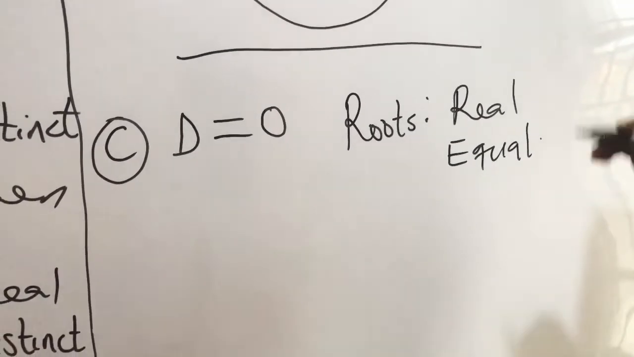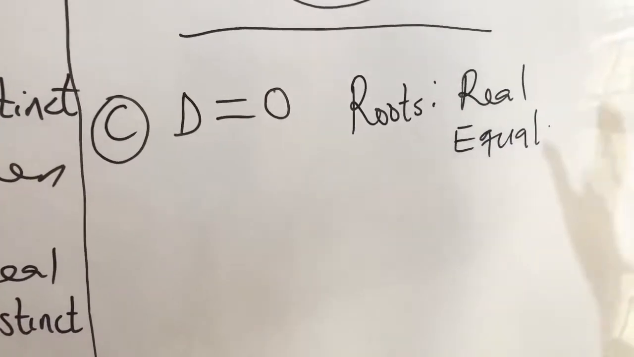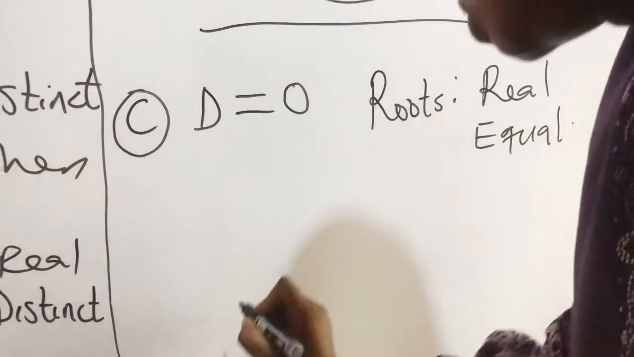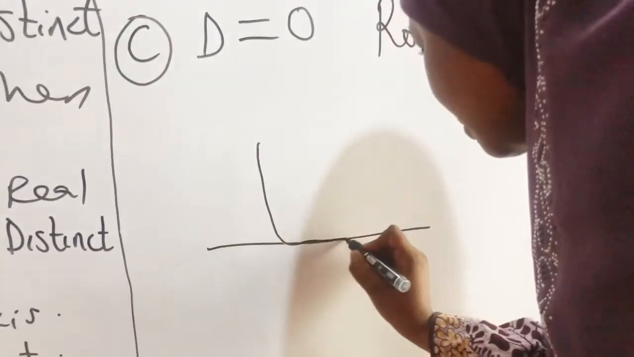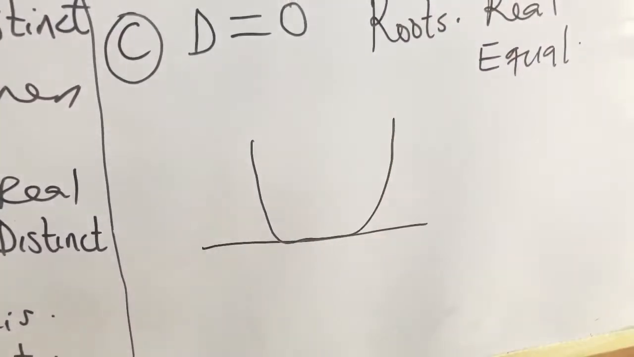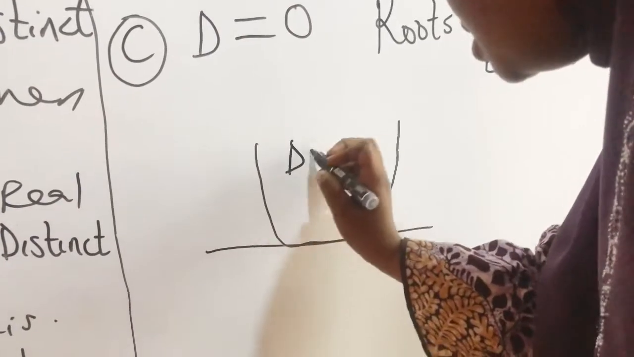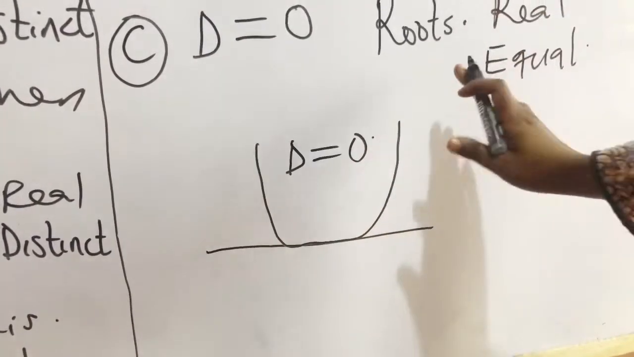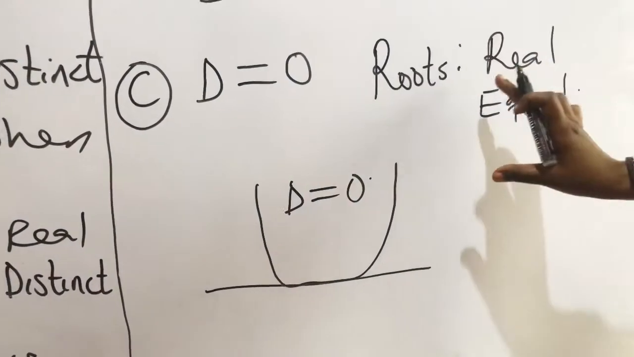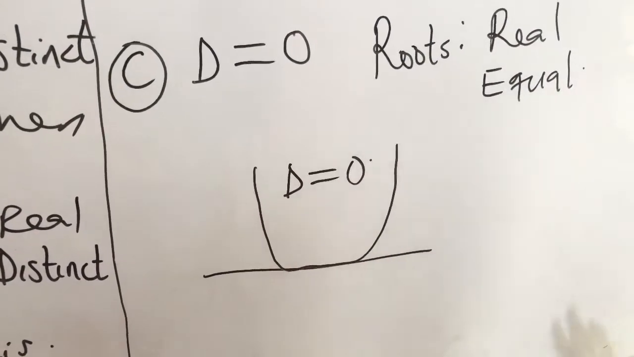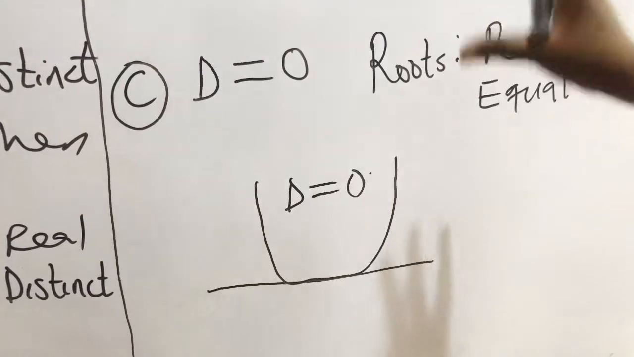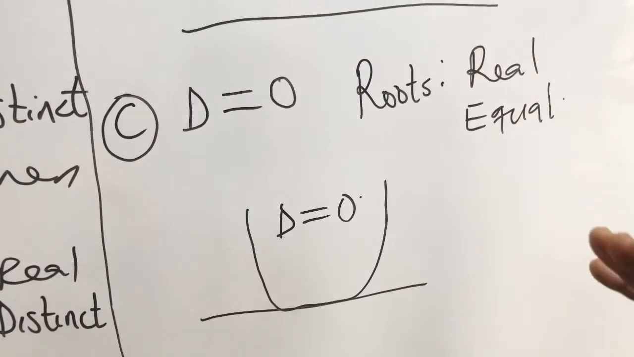So we call the roots to be coincidental. It touches the axis at just 1 point. So it's a rough sketch. That means D is equal to 0. So the nature of roots here is that the roots are real numbers and equal. So we solve an example on it for you to understand it.